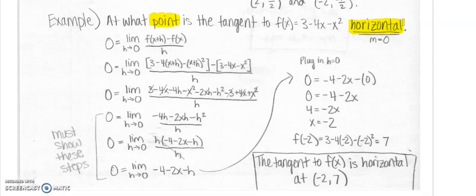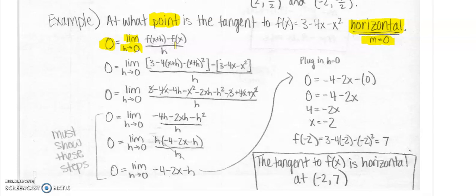The other thing is if I have a horizontal tangent, anytime I graph a horizontal line, its slope has to be 0. So the formula over here, which we're using, we're setting it equal to 0. And that formula is the limit as h approaches 0 of f of x plus h minus f of x all over h. This formula here is used to find the slope of tangent lines.